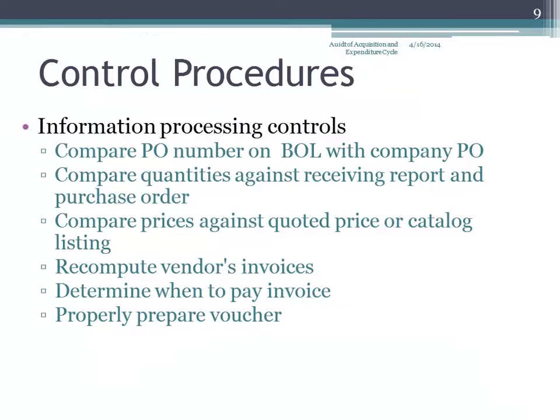Control procedures would be information processing controls, such as comparing the purchase order number on the bill of lading with the company PO. The bill of lading is the receiving report. Compare quantities against the receiving report and purchase order, because you want to make sure you're actually receiving goods that you ordered, since once you accept the vendor's goods, you're agreeing to pay for them. Compare prices against the quoted price. Recompute vendor's invoices. Determine when to pay the invoices. Companies will have policies on whether or not they take advantage of cash discounts by paying early. And make sure that vouchers are properly prepared. That's the three-way match.